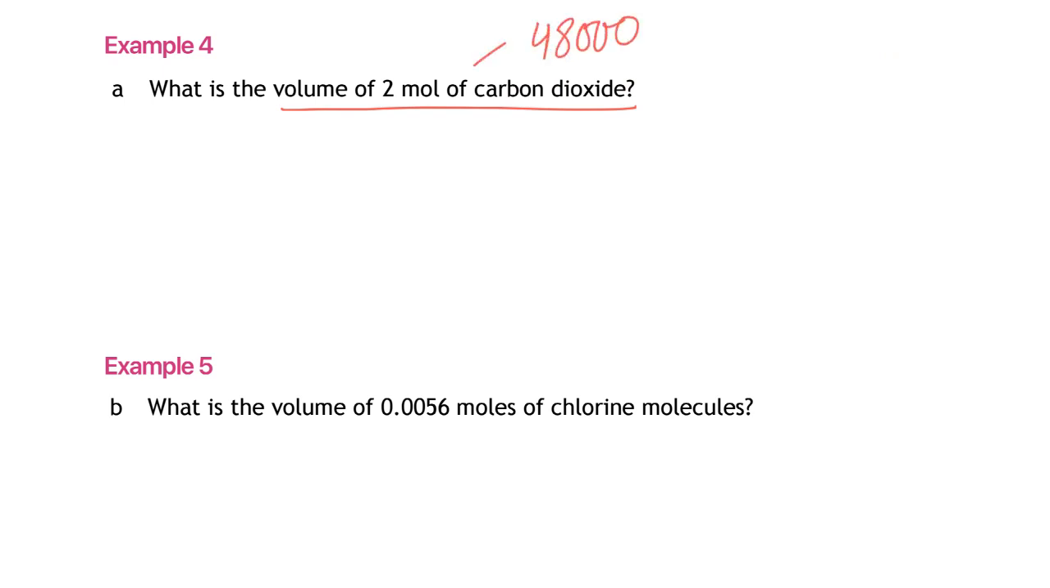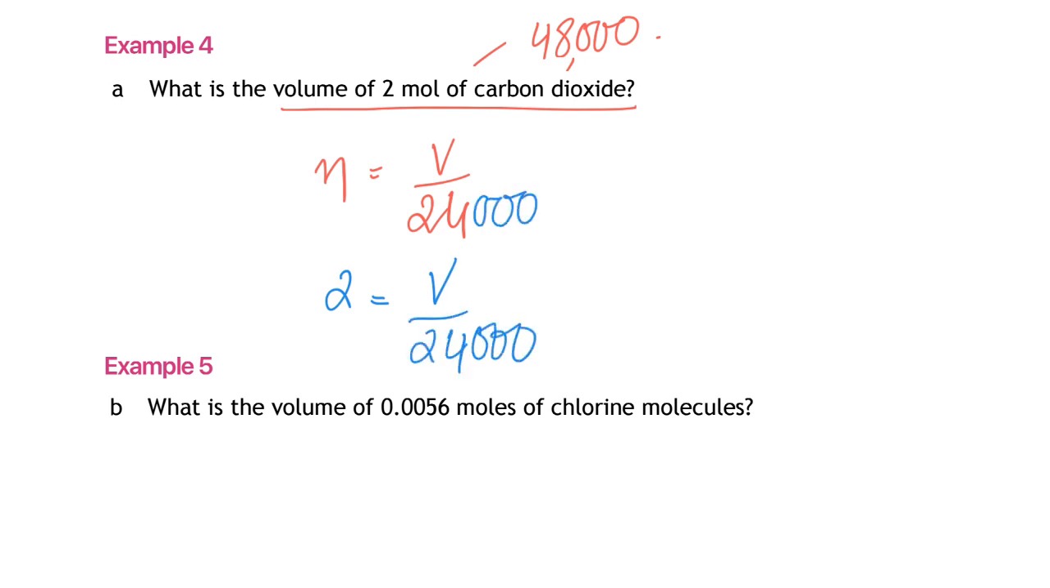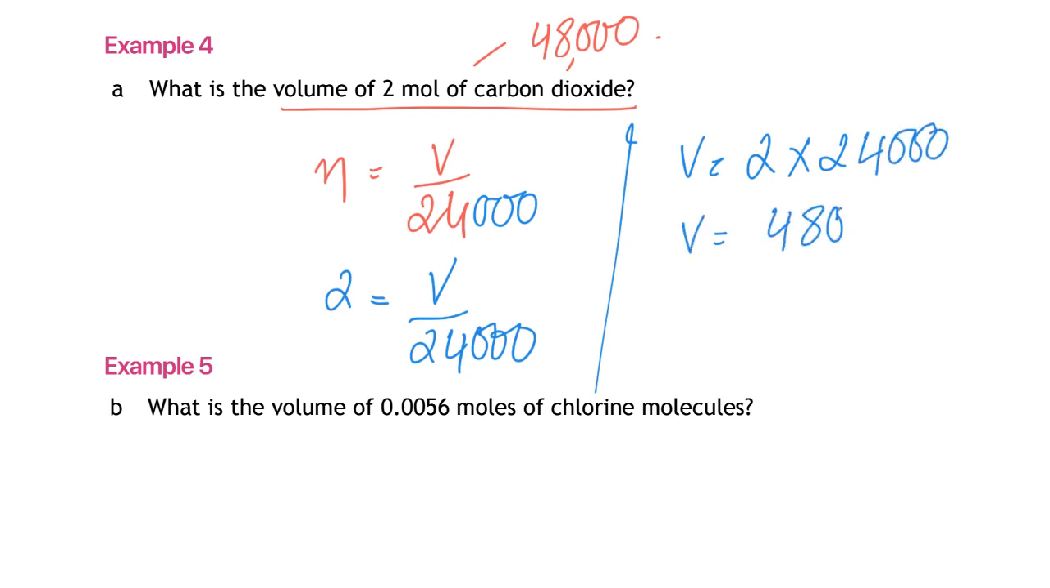But if you are confused, I'll just prove it to you. Moles are equal to volume over 24. We know that the moles are 2, the volume is something we need to figure out, and 24,000, my bad. I keep thinking in decimeter cube, right? And V is 2 times 24,000, so V equals 48,000 centimeter cube.